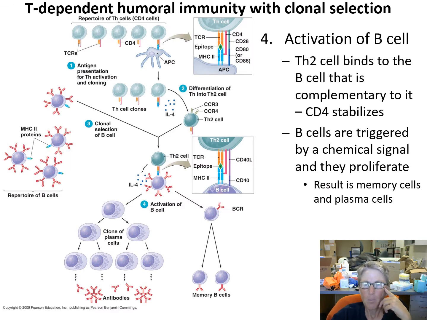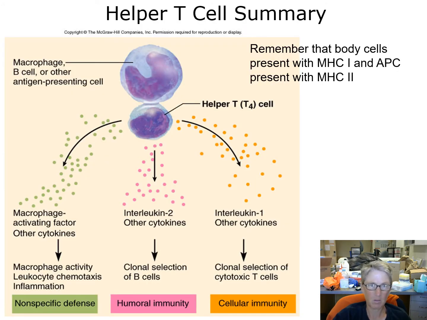So the helper T2 cell binds to the B cell in this immunological synapse, and then the B cell is triggered by a chemical signal, IL-4, from the T helper 2 cell, and that fully activates the B cell. It forms a clone and memory cells of B cells. This is just a helper T cell summary.